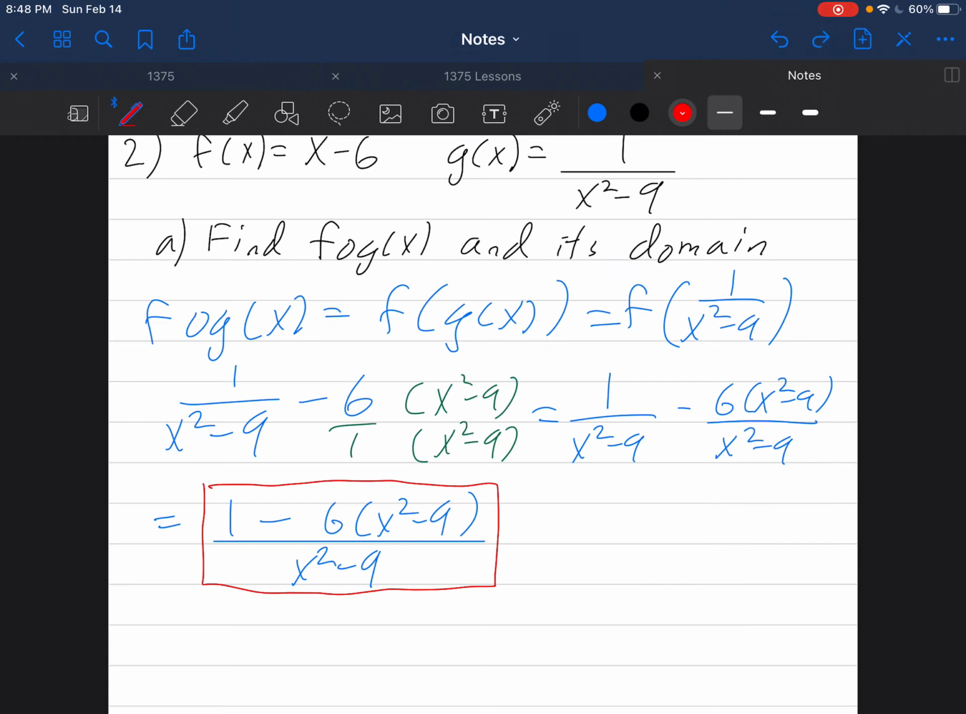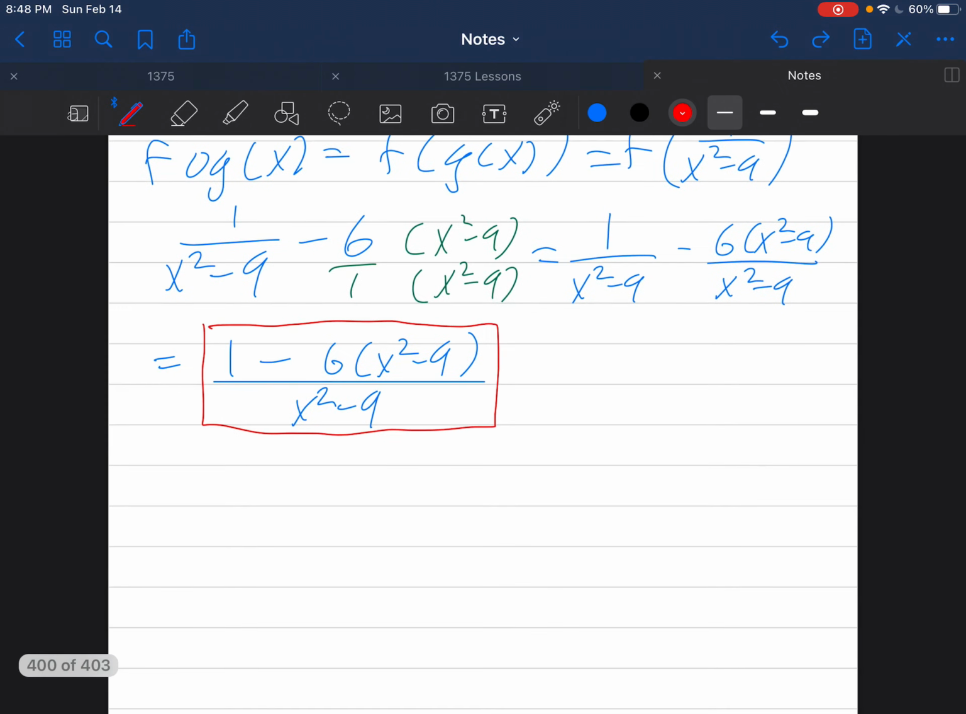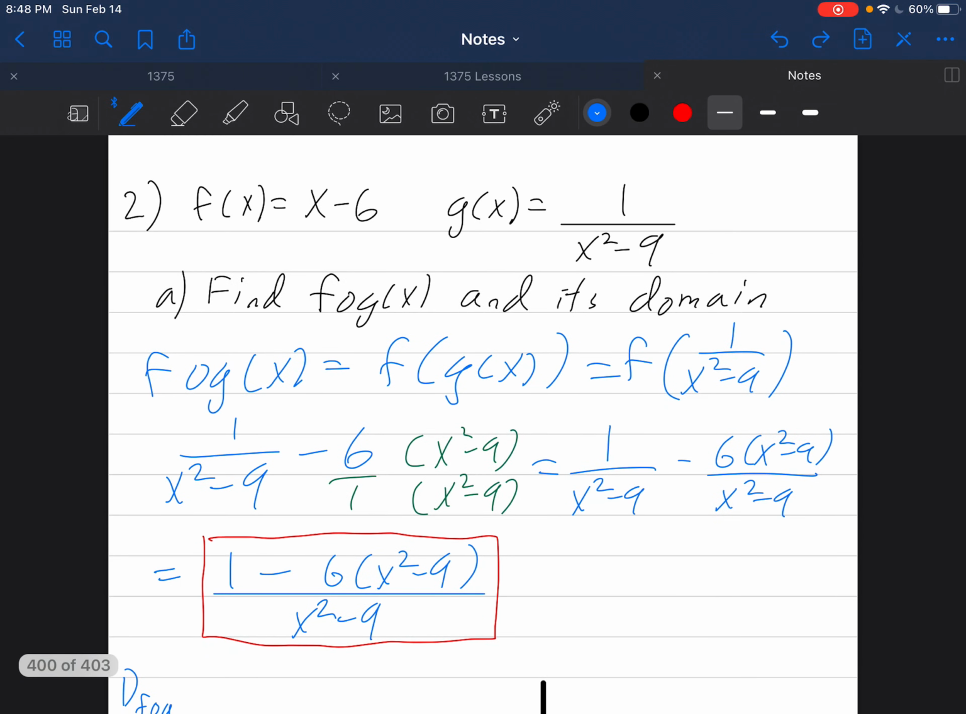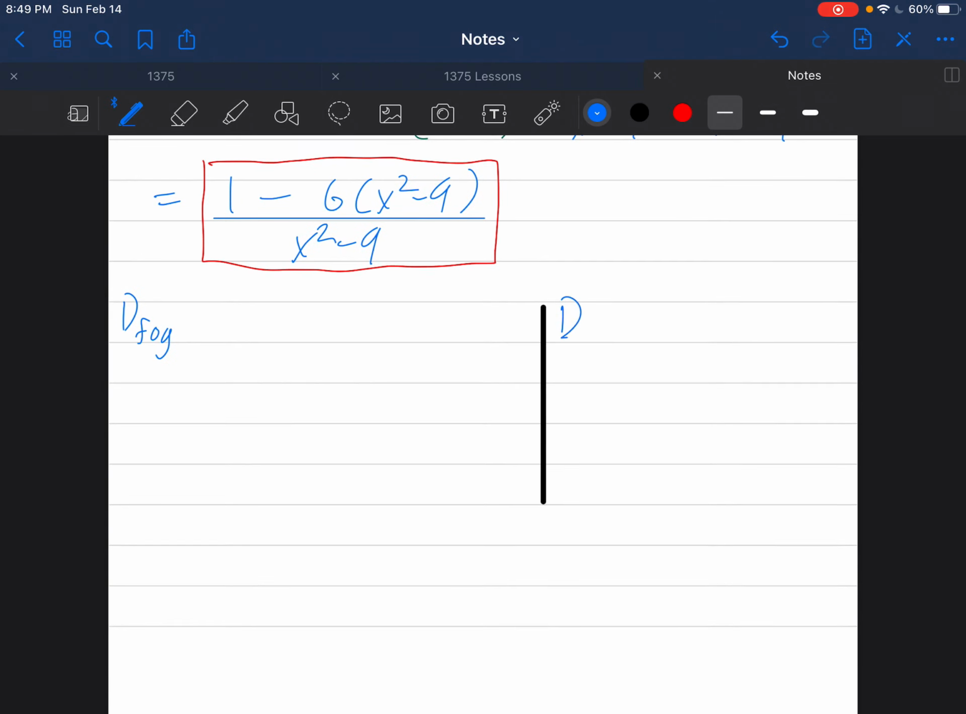But what is the domain of this going to be? In order to find the domain of f circle g, we have to consider and find out 2 things. First, the domain of f circle g of this function here. And second, we have to find the domain of what was the input function, the function that was input into the other function, that is this function right here, g of x. So we also have to find the domain of g, and then we have to combine them together. This denominator, x squared minus 9, from f circle g, cannot equal 0.